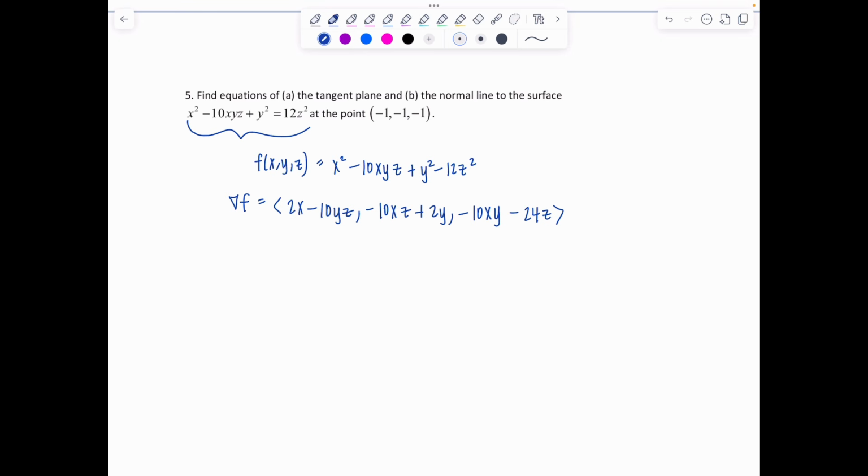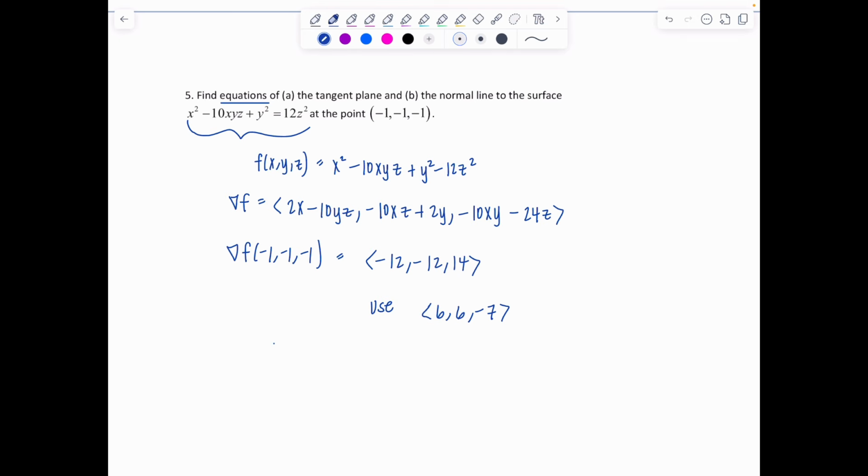Then some of them had issues plugging in (-1, -1, -1). You get (-12, -12, 14). If they left it like that, that's fine. I did not deduct, but it's best to use (6, 6, -7). It's appropriate to scale down. Why? Because we're finding equations here.